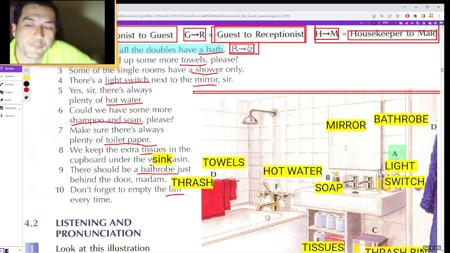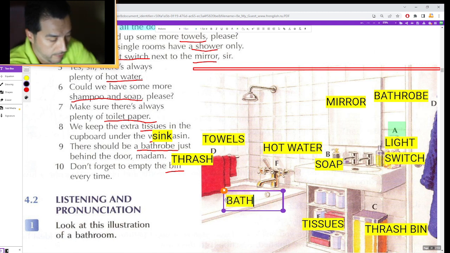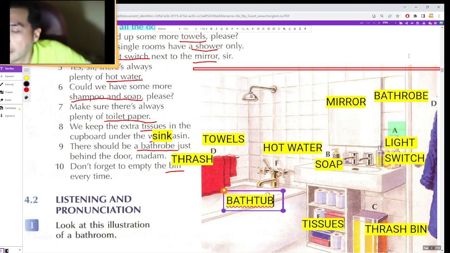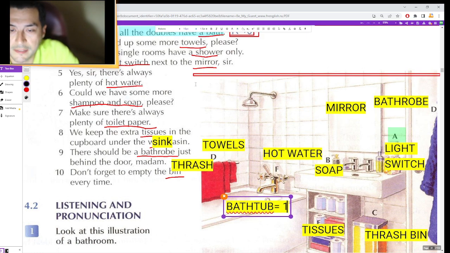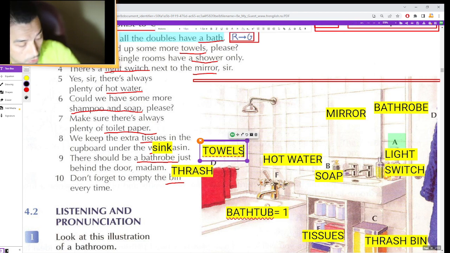For example, number one, yes, ma'am, all the doubles have a bath. Oh, and this is the bath, bathtub, right here. So this is number one, bathtub. Yes, ma'am, all the suites have a bathtub. Number two, towels, right here. You can practice at home and repeat for homework. Like this, number two, towels. Can you send up some more towels, please? The towels, red towels.